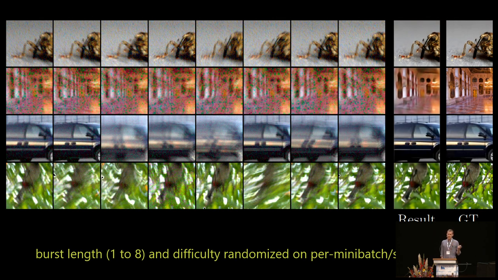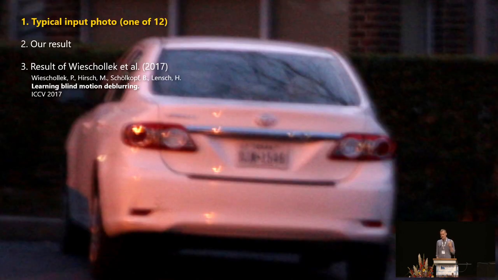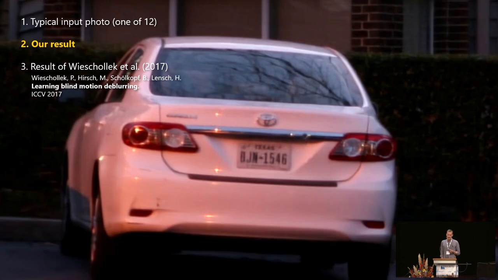Okay, but the real question is, how does this perform with real-world data, like actual photos taken with a shaky hand? So let's look at the results. Here is an experiment with a standard data set in burst deblurring. It's a burst of 12 images. I'm just showing a representative one here. So our method gets this result out of it.